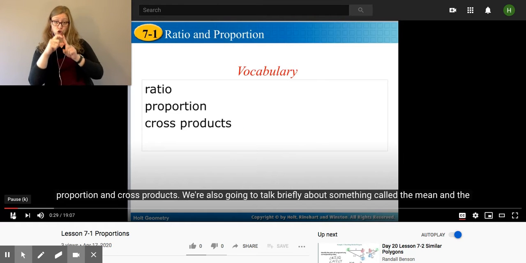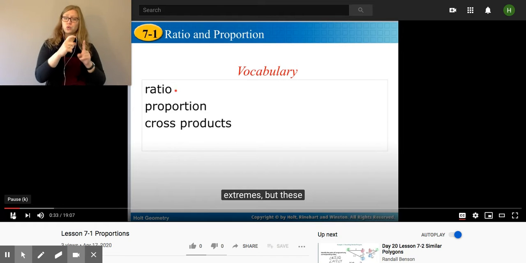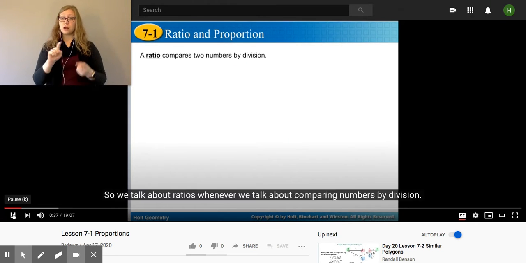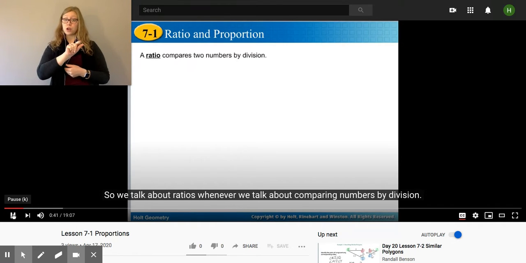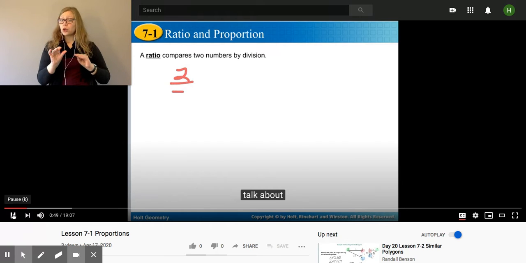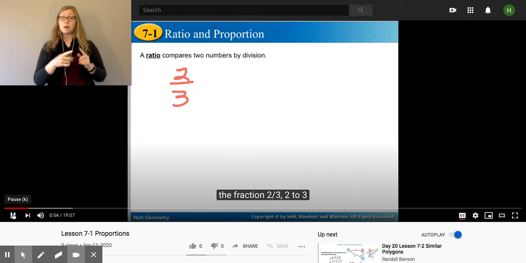We're also going to talk briefly about something called the mean and the extremes, but these three vocabulary words are the focus. So we talk about ratios whenever we talk about comparing numbers by division. And it doesn't only have to be numbers, it could be things that represent numbers like variables. So I might talk about the fraction 2/3. 2 to 3 is the ratio.